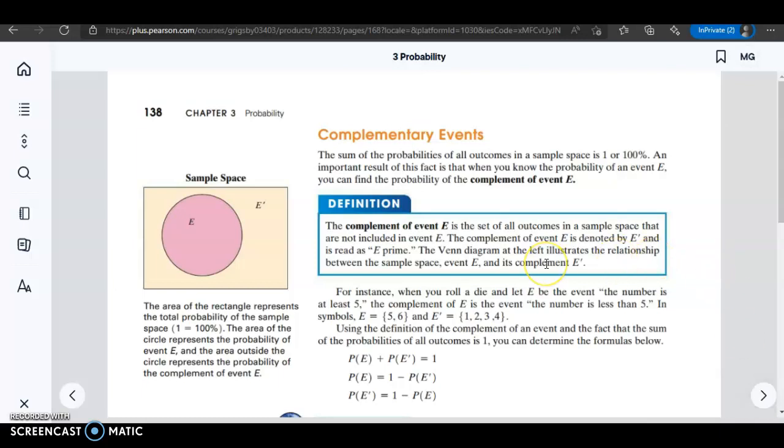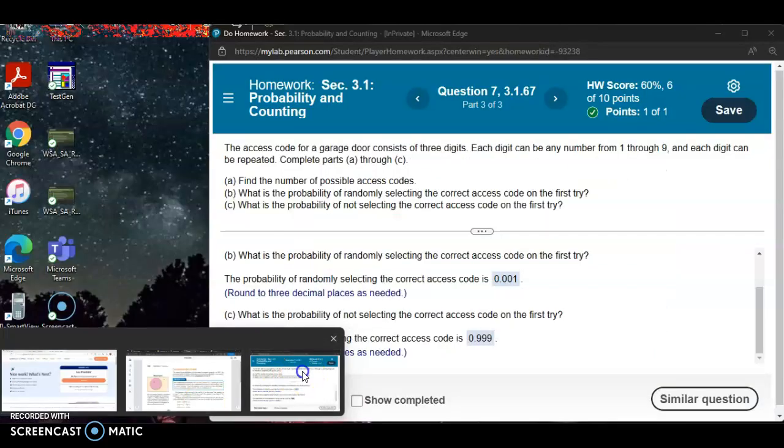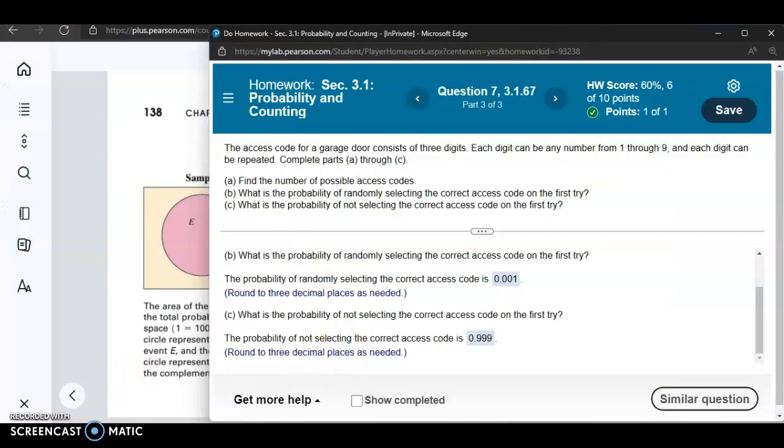Right, and on page 138, it talks about the definition of the complement of an event, and that's what we did in the previous example. The complement of an event is notated with an apostrophe. So the probability of E complement is equal to 1 minus the probability of E, and that's the principle we were using to answer part C of this question.